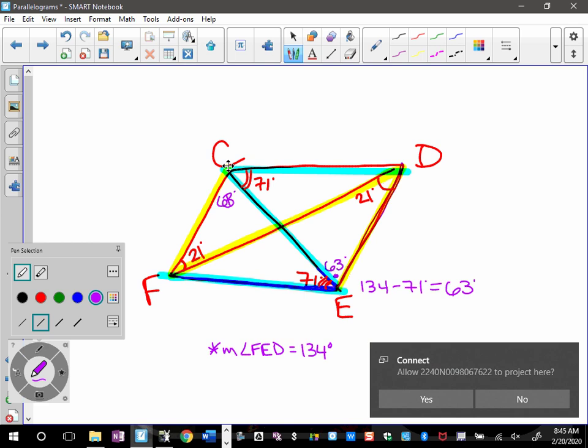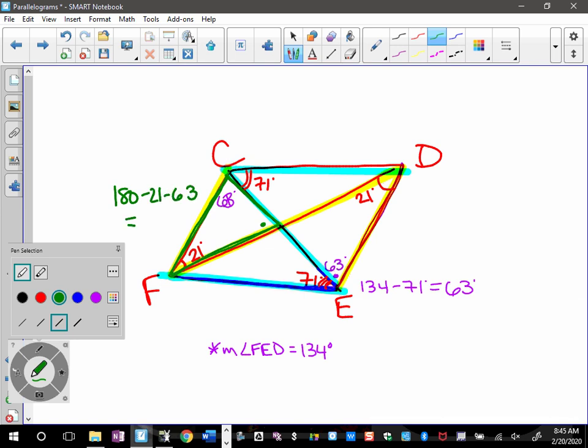So now, if I want to find this angle here, I have a triangle. I don't know if I need that angle, but I have a triangle, so I can go ahead and do 180 minus 21 minus 63. When I do that, I get 96. This is 96. It's vertical to this, so this is 96.